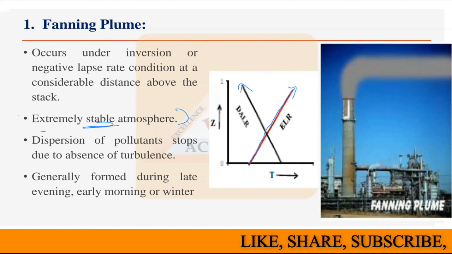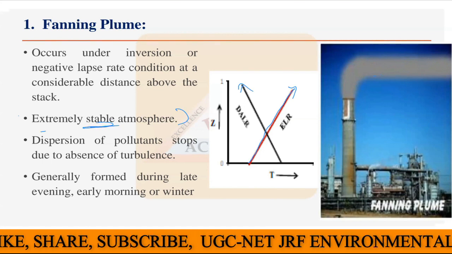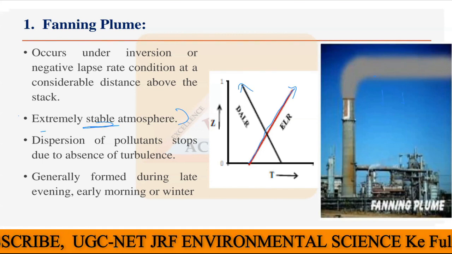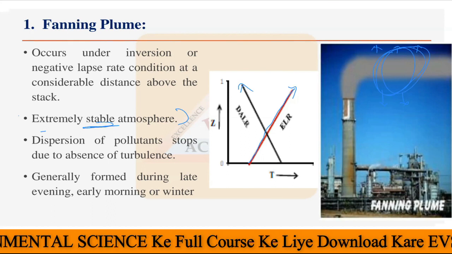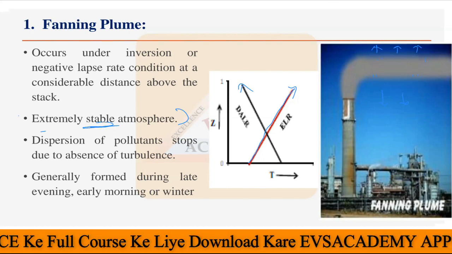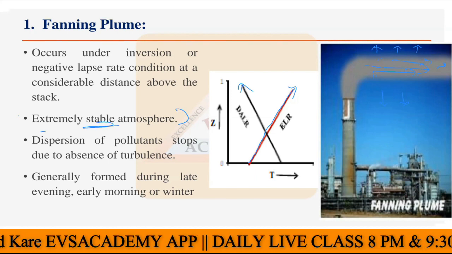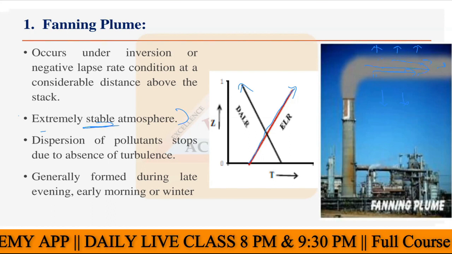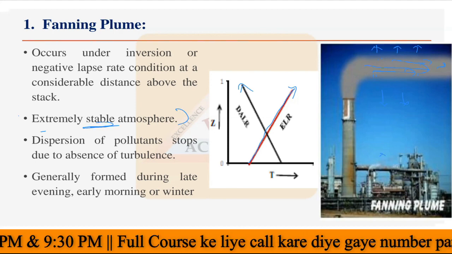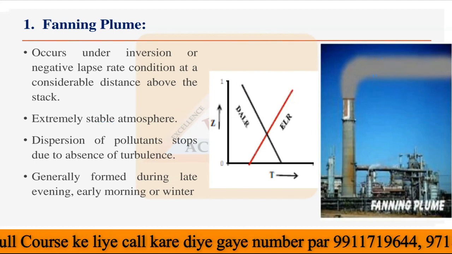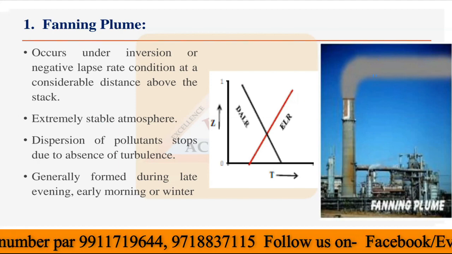So here you can see the dispersion of pollutants stops due to the absence of turbulence. Because the temperature is high in the above place, there is colder air in the downside and warmer air in the upside. So in this place, no mixing takes place. If no mixing takes place, the pollutant will go in a straight path. So that is the fanning type of plume. It is generally formed during the late evening time or early morning time or in the winter time, when the downside temperature is very, very low as compared to the upper side due to severe winter conditions. Only in those situations, fanning type of plume is observed.